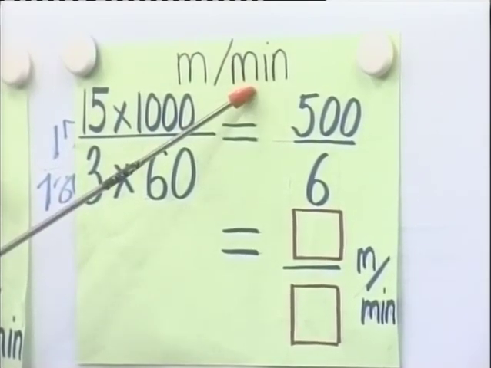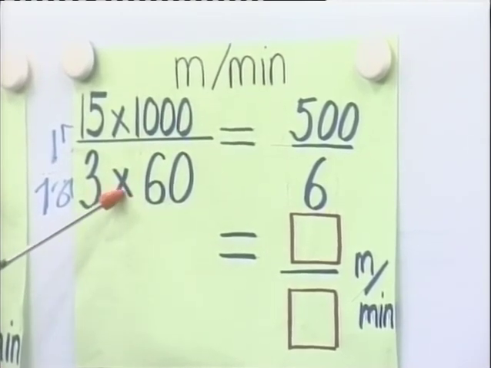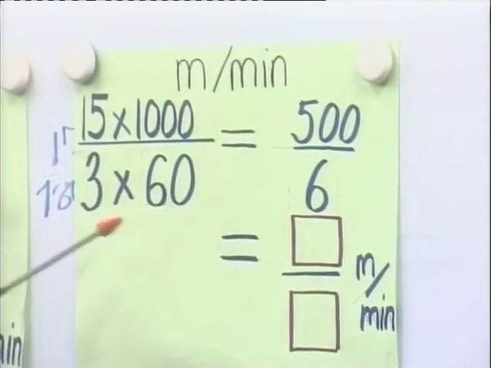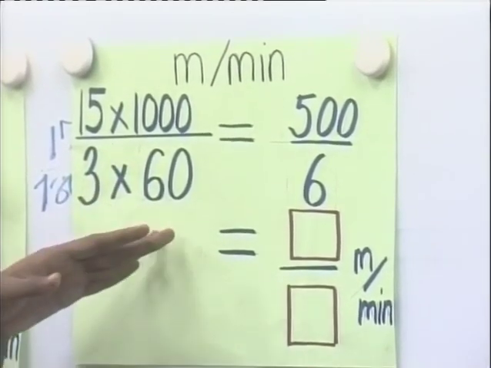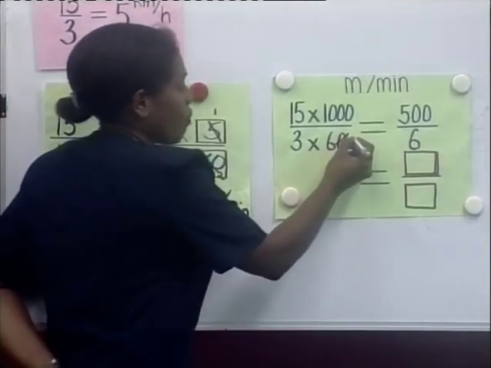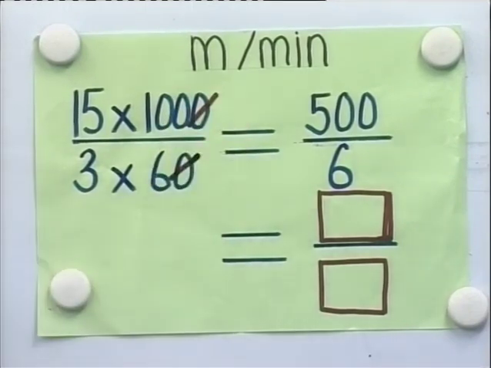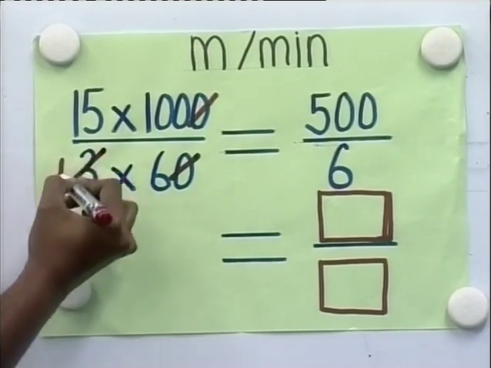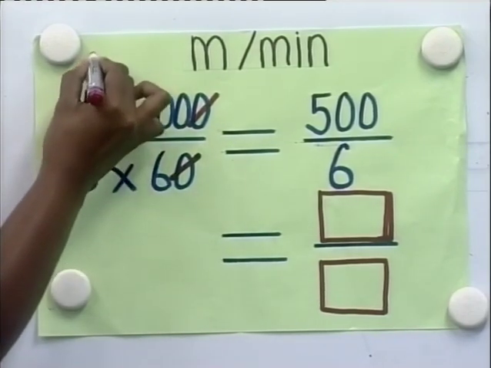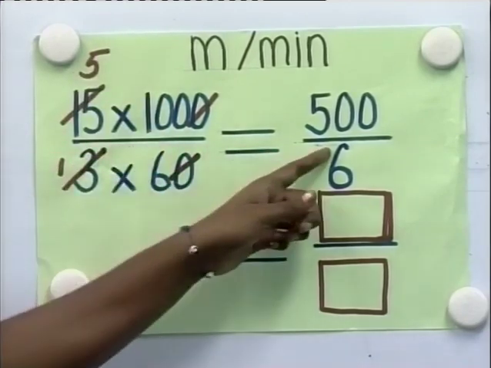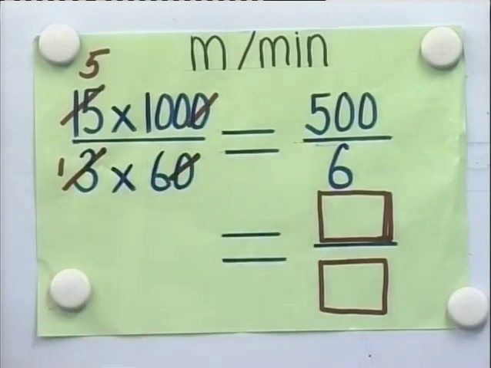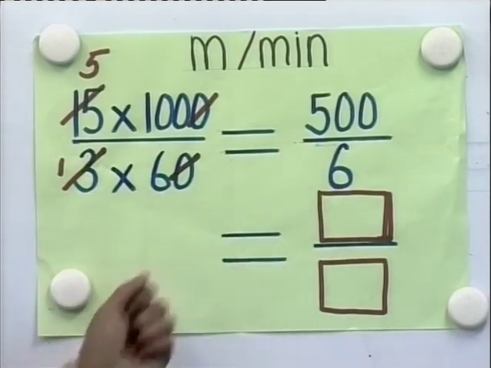3 converted to minutes is how many? 180. So what I did, I didn't put 180, I said 3 times 60. So from here I can simplify. I crossed off the 0 here, and another 0 here, and now look for a common factor that can divide evenly into 15 and 3. Our common factor is 3. So 3 into 3 is 1, 3 into 15 is 5. So I rewrite this over here: 5 times 100, which is 500, over 1 times 6 is 6.